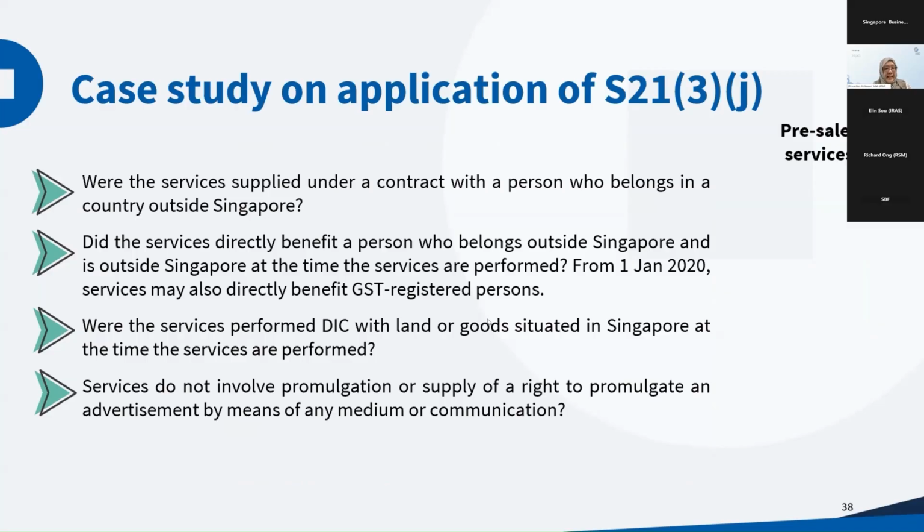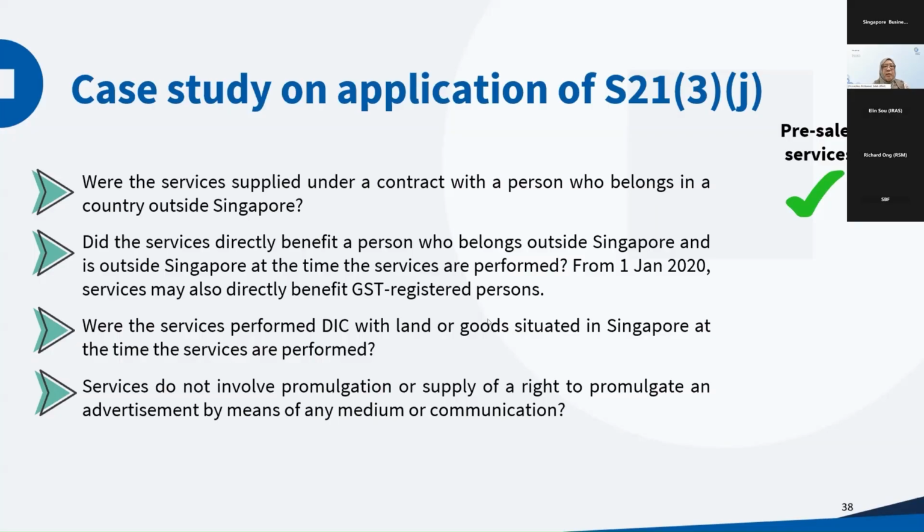Okay, so for pre-sales, for condition one, we ask ourselves: are the services supplied under a contract with a person who belongs outside of Singapore? As Eileen mentioned, whether a contract exists or not is a question of fact lah. In this case, in the background, I mentioned that they have a contract, and Security is considered to belong outside of Singapore. So this condition is considered satisfied.